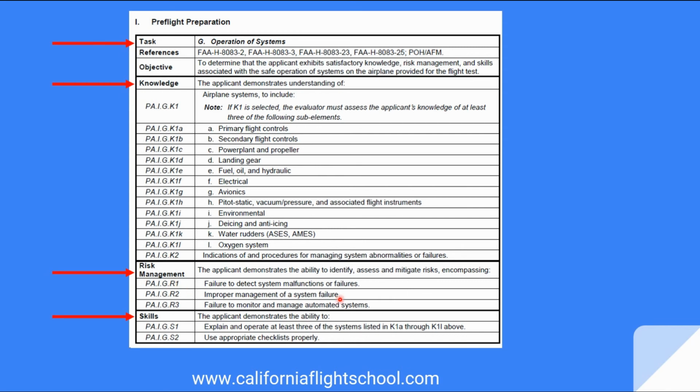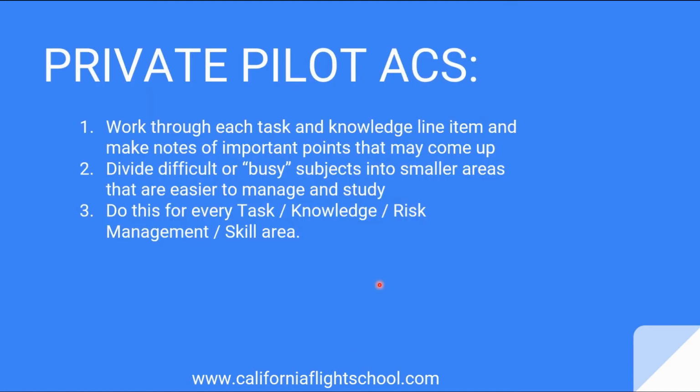The risk management is probably the most important part of it. This is where we actually work problems that are being presented by the examiner. And so as you're working through each task and knowledge line item, yes, make important points that may come up, but also make sure that once you've divided difficult and busy subjects into smaller areas, you have this for the knowledge for each task, knowledge, and risk management area.